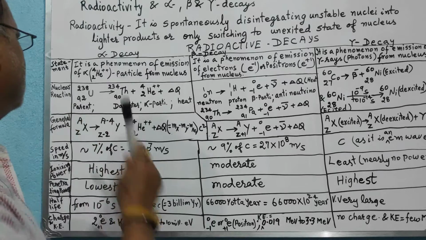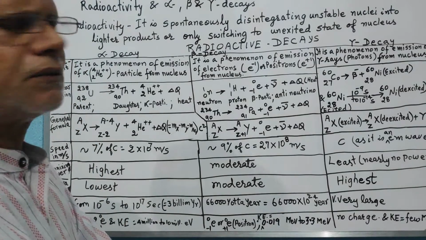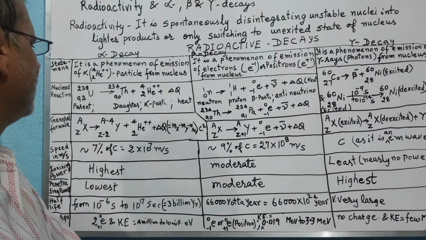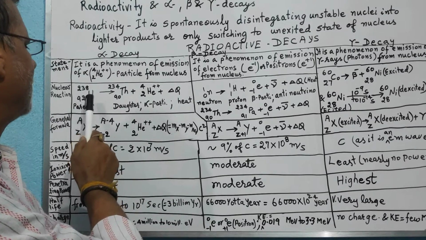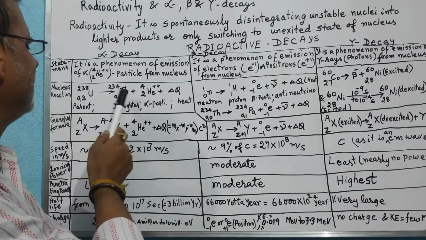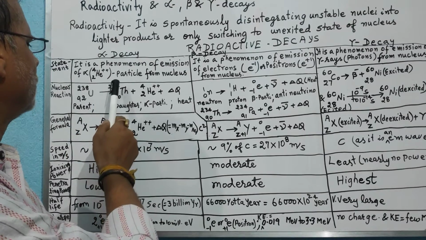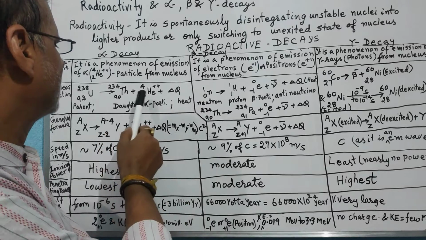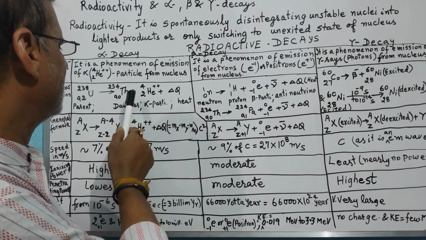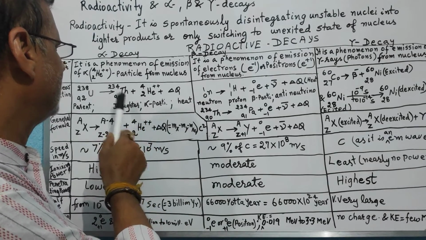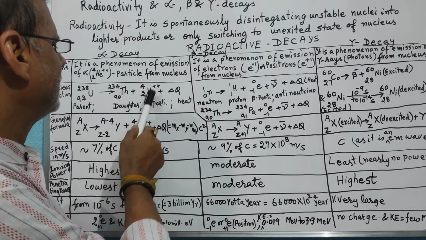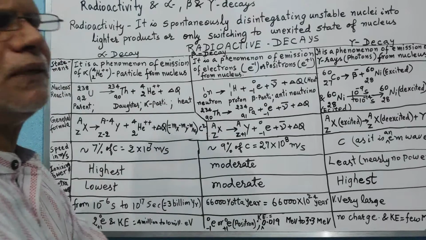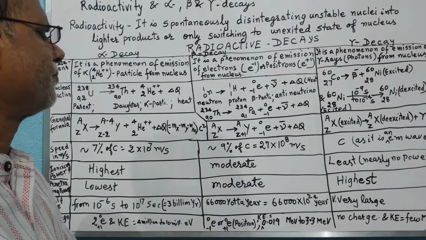Now we can have some nuclear reactions. For example, uranium-238 with atomic number 92 disintegrates into thorium-234 with atomic number 90, and in addition to that, after this decay, it emits an alpha particle, and also some heat energy is released.